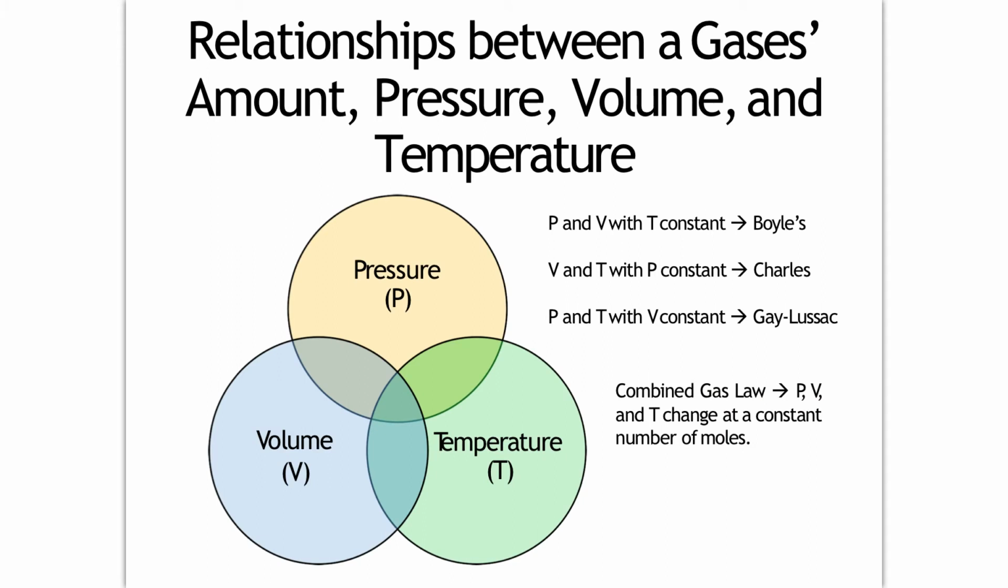The combined gas law is a combination of 3 individual gas laws in which one of the parameters of the gas is being held constant. Boyle's law, which is useful in diving, is pressure and volume with temperature held constant. Volume and temperature with pressure held constant, that's Charles' law. Pressure and temperature with volume held constant, that's Gay-Lussac's law. When we combine them all, we get the combined gas law. When we add moles, we get the ideal gas law.